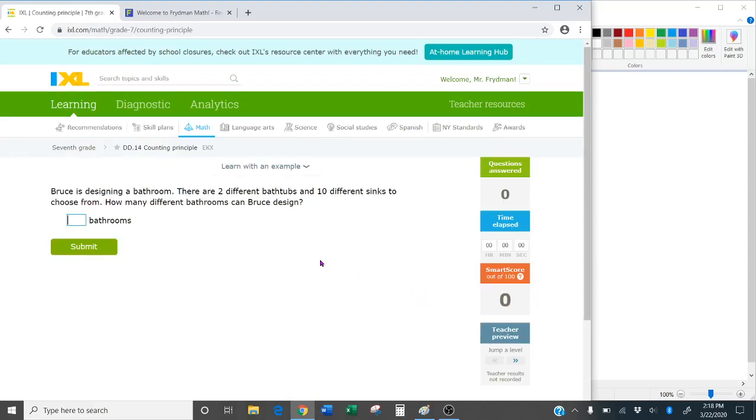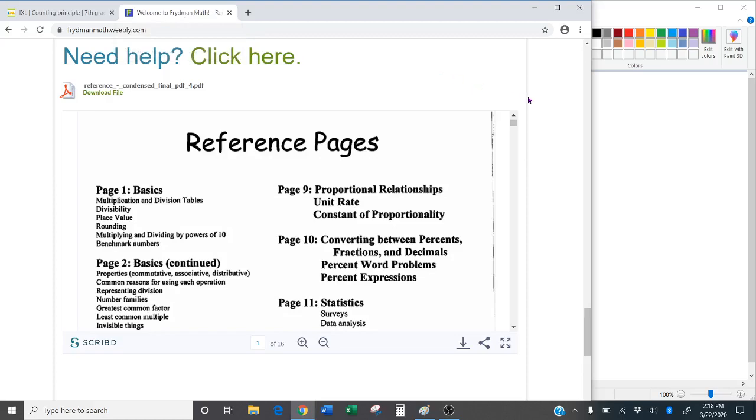All right, so the counting principle is a very important principle for probability. Probability meaning we're talking about the chances of some event occurring. And before we do the question here, I'm just going to go to frydmanmath.weebly.com and let's read the section of the reference page having to do with the counting principle.